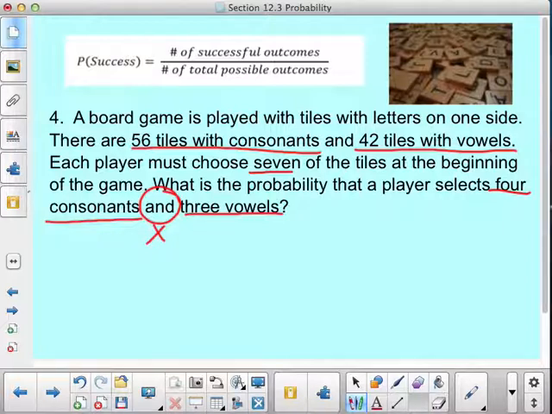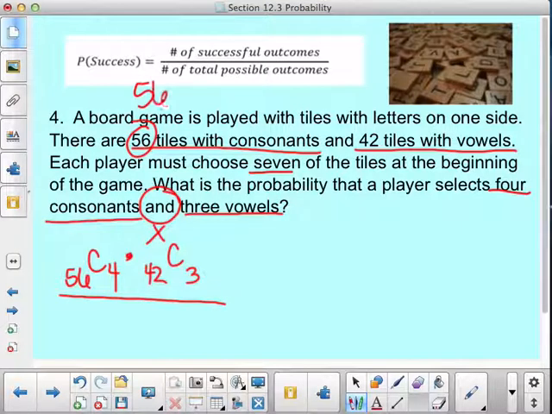Well, to get 4 consonants, there's 56 tiles with consonants, and I am selecting 4 of them, order does not matter, so combination. And so multiply, 3 vowels. Well, there's 42 tiles with vowels, and I am selecting 3 of them. All over, now I have to do my total. Well, the total number of tiles is 56 plus 42. When I add 56 plus 42, I get 98. So it's 98 total tiles, combination, and I am selecting a total of 7 tiles.